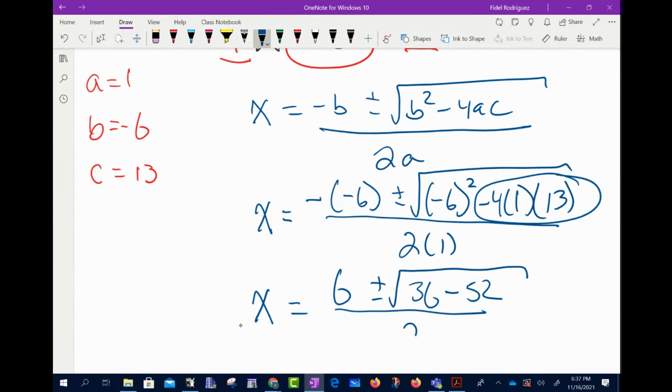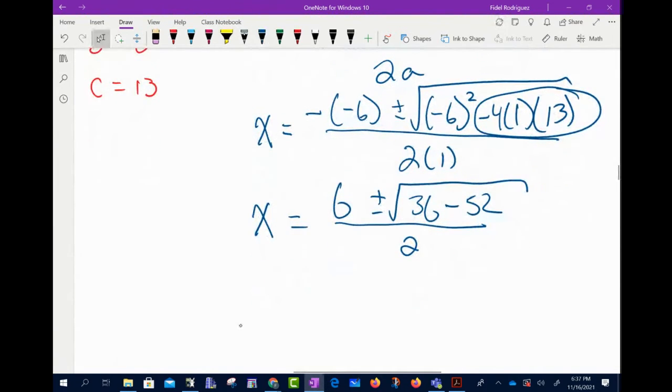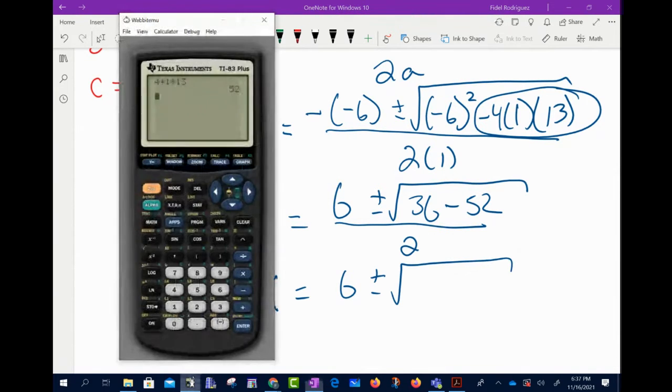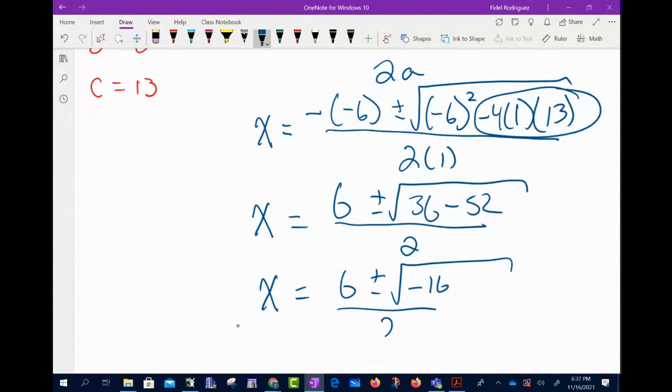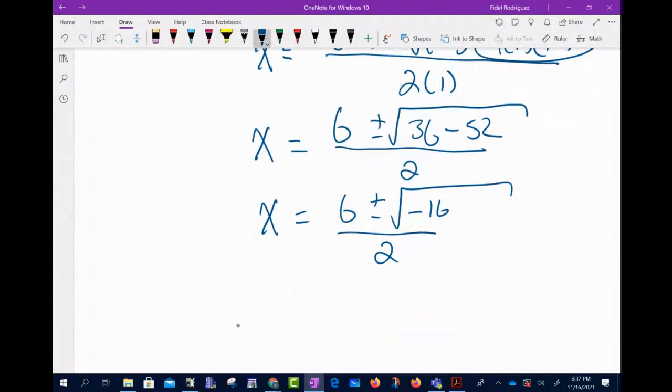There's a minus in front of it, all over 2. Okay, so x equals 6 plus or minus, let's see, what is 36 minus 52? 36, 52, that's -16, all over 2. All right, almost done.